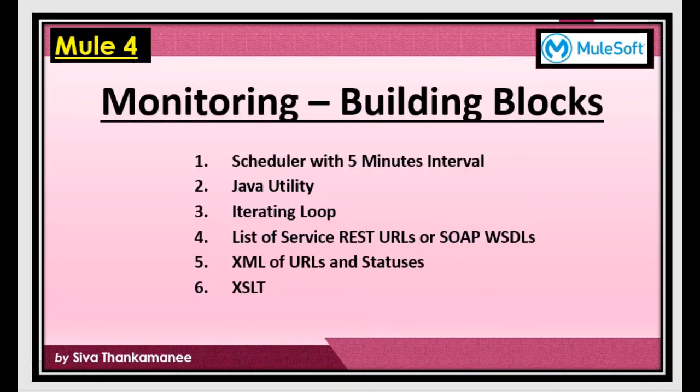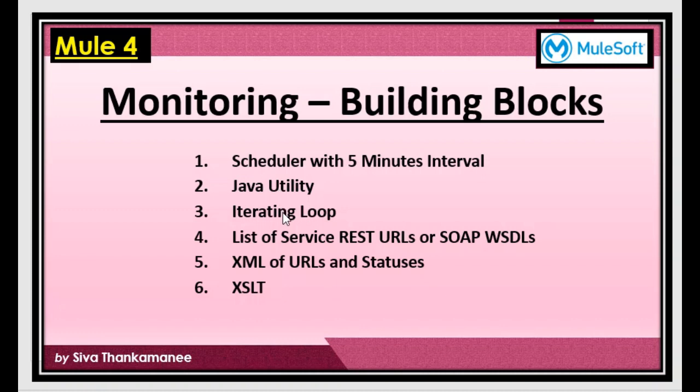Now let's see the building blocks or components required to build this simple monitoring tool. First, we need a scheduler that runs at a 5-minute interval, or just a simple HTTP listener. Second, you need a Java utility because you want to hit the service simply without a payload, just invoking the URL. So you don't need an HTTP request component where you need to specify host, port, and relative URL. That's not required. We are going to have some simple 5 lines of statements for this Java utility.